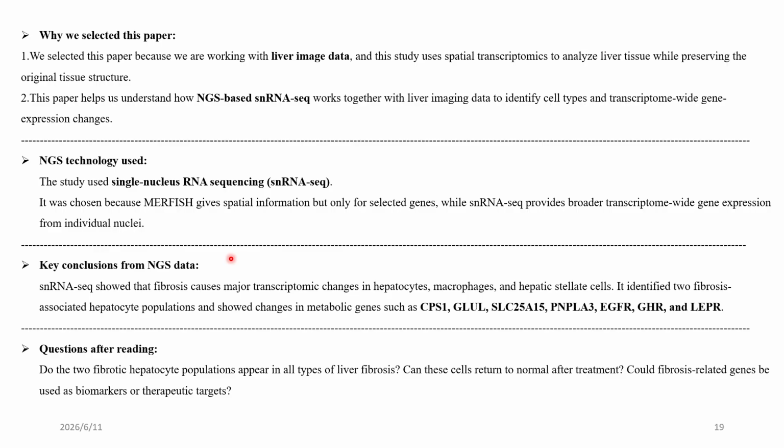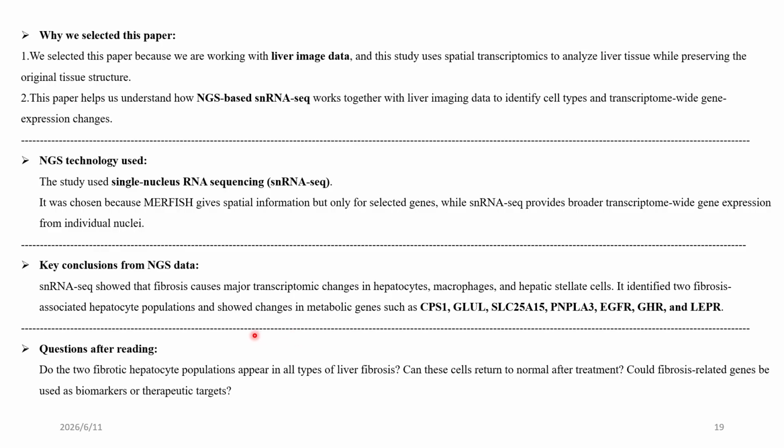The key conclusions from the NGS data are that single nucleus RNA sequencing shows that fibrosis causes major transcriptome changes in hepatocytes, macrophages, and hepatic stellate cells. It identified two fibrosis-associated hepatocyte populations, and it also shows changes in metabolic genes such as CPS1, GLUL, SLC25A15, PNP, LA3, EGFR, GHR, and LEPR.